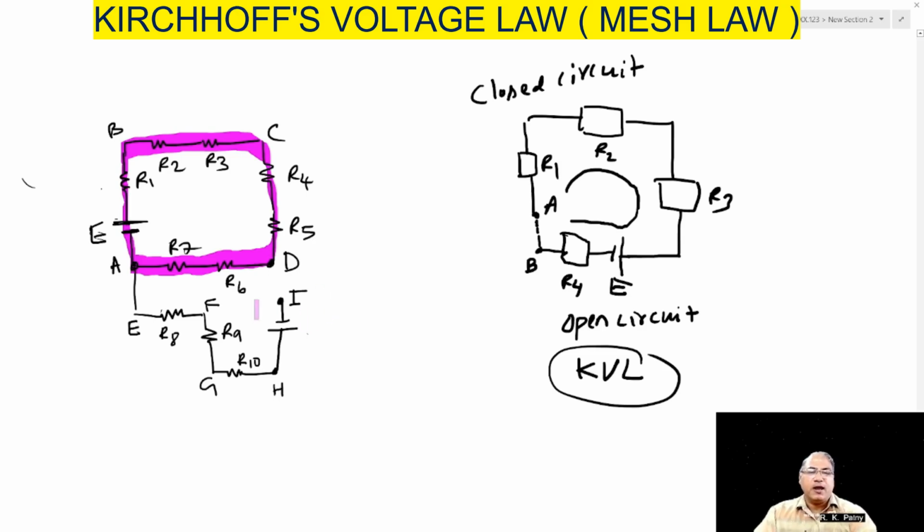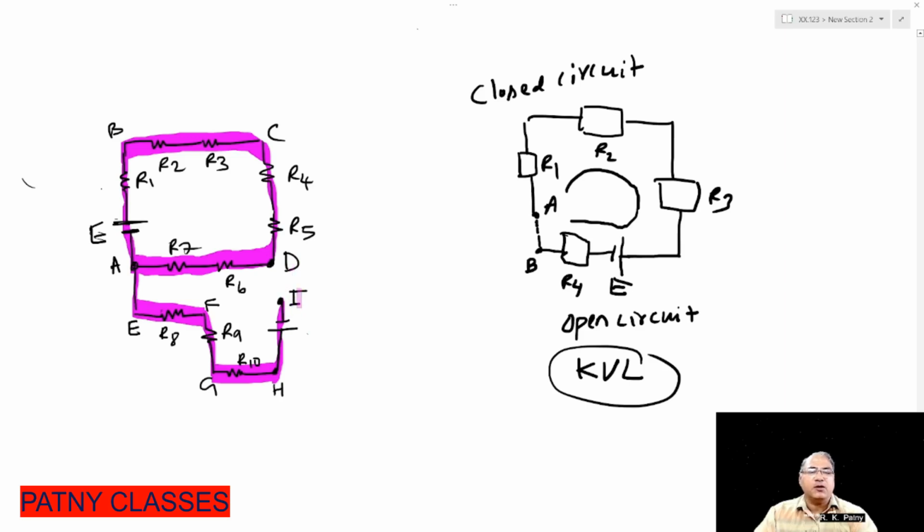Now see another part of the circuit. You start walking from A here, you come to E, from E to F you go here, from F to G, and G to H, and H to I, but you are unable to go from I to D because there is no path available from I to D. You cannot trace the path from I to D. So A, E, F, G, H, I is an open circuit.